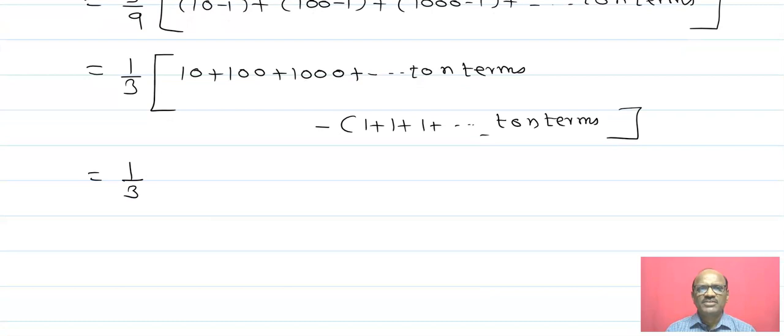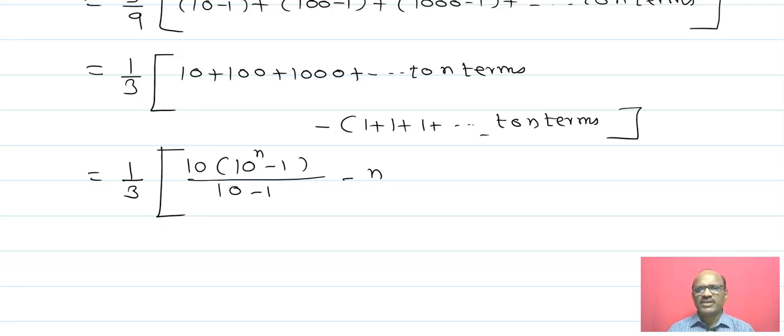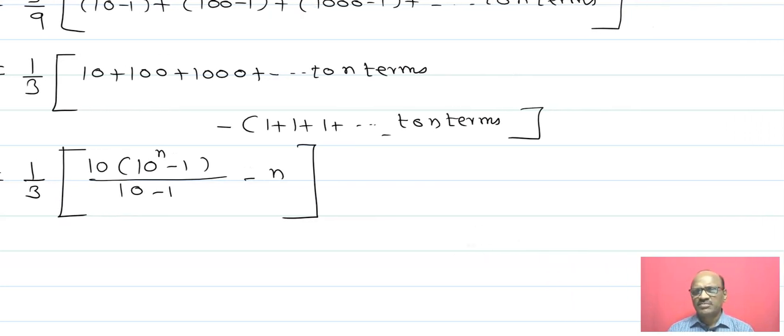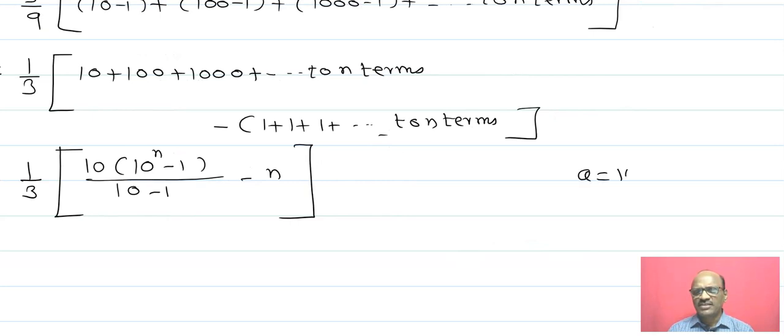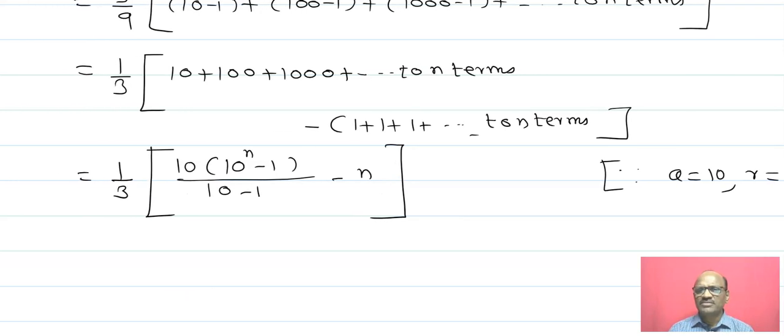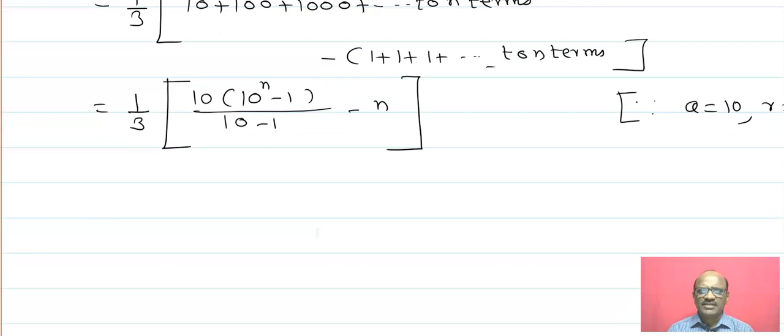Therefore 1 upon 3, 10 in bracket 10 raised to n minus 1 upon 10 minus 1. Again, this is in the geometric progression. The first term is a and the common ratio is 10, and for 1 plus 1 plus 1 up to this, the sum of all the 1s up to n is 1 into n, which means n.